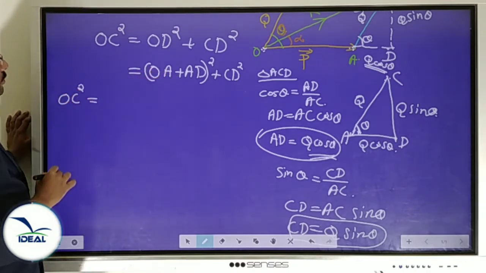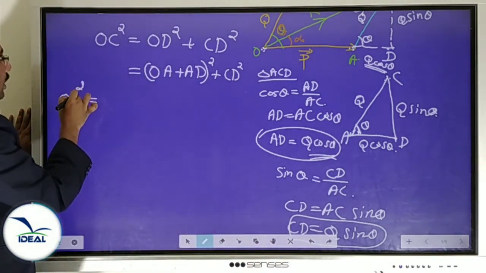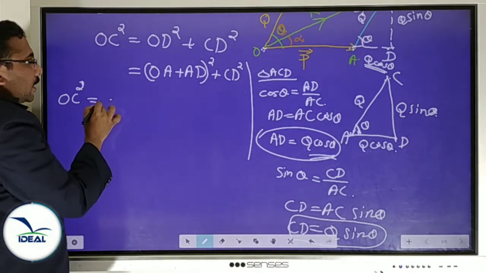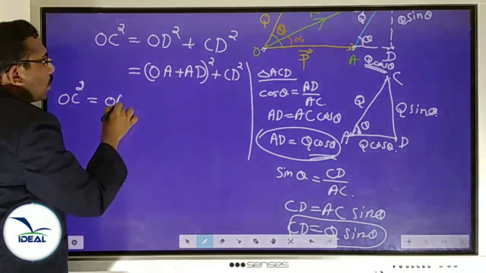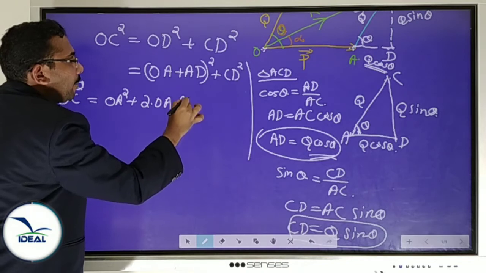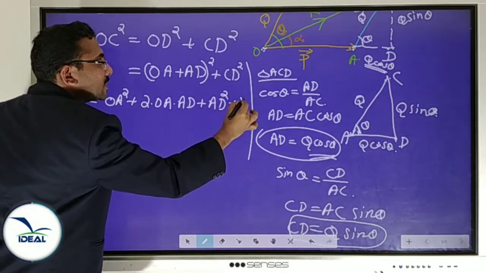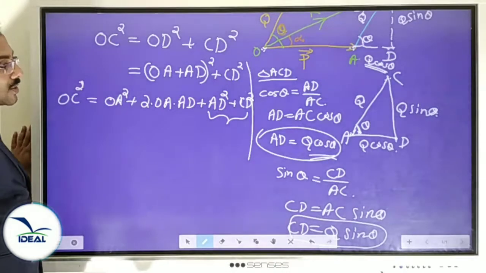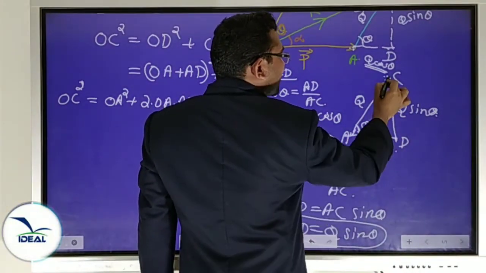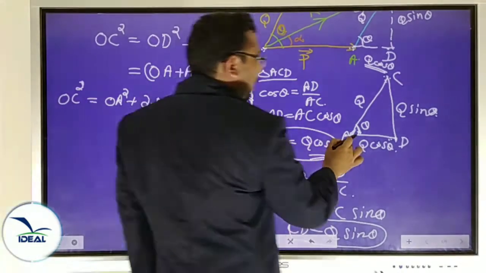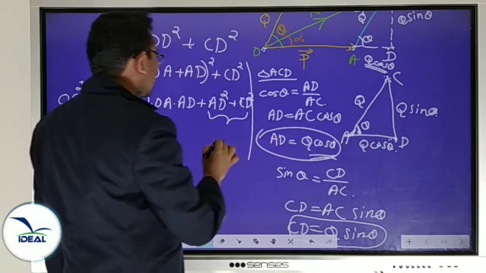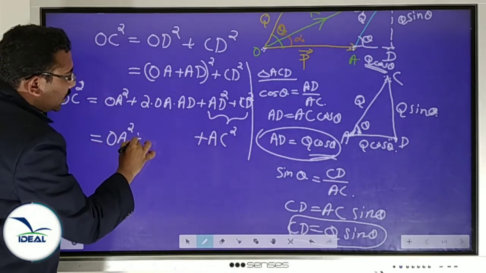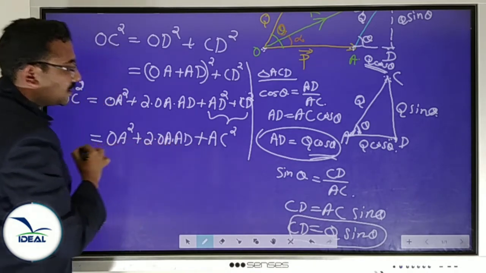OC square equal to OA plus AD all square plus CD square. What is OA plus AD all square? This is A plus B all square. Expand: OA square plus 2 into OA into AD plus AD square. Plus last term CD square. What is AD square plus CD square? This is AD, this is CD. AD square plus CD square equal to AC square, isn't it? Yes, Pythagoras theorem. Then the remaining terms are OA square plus 2 into OA into AD plus AC square we got.